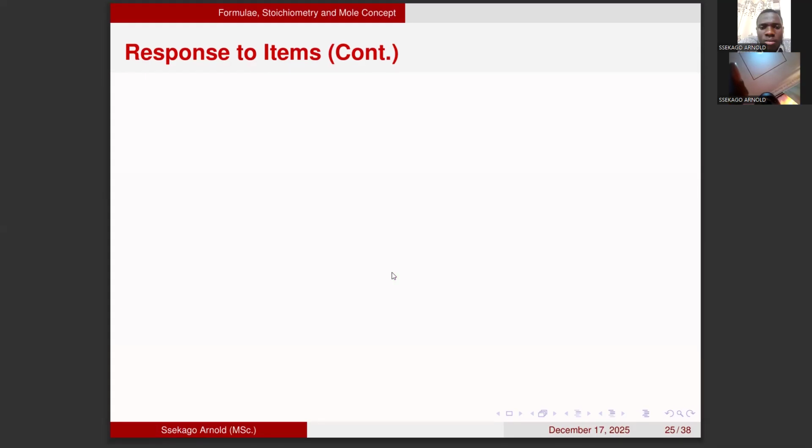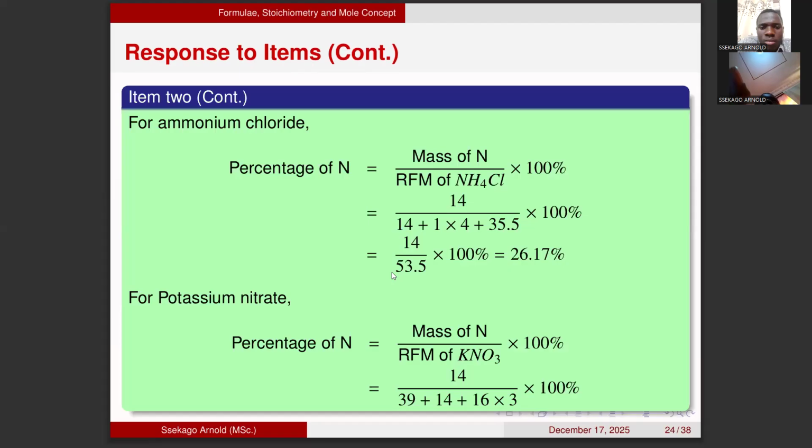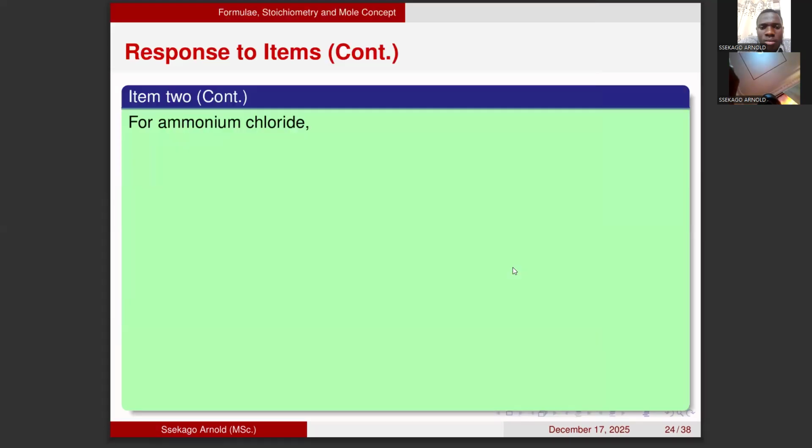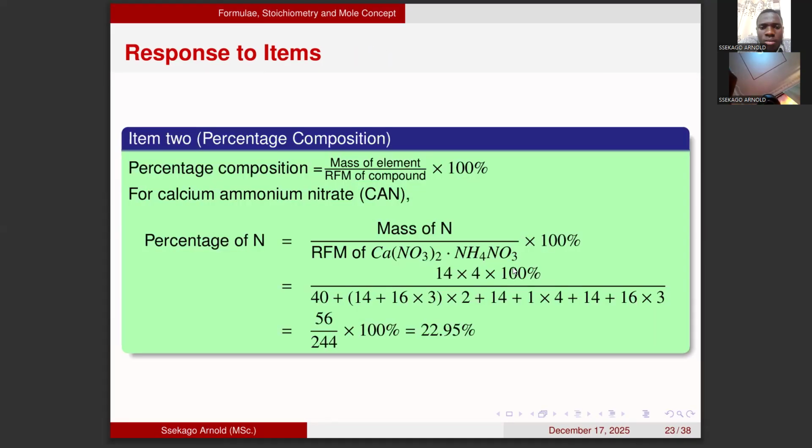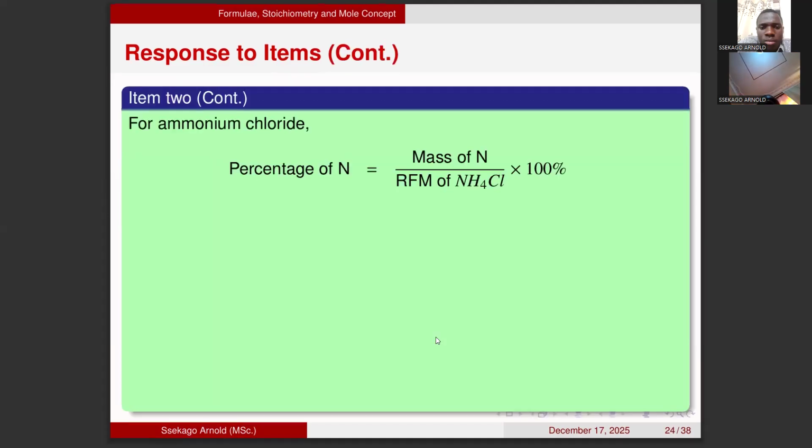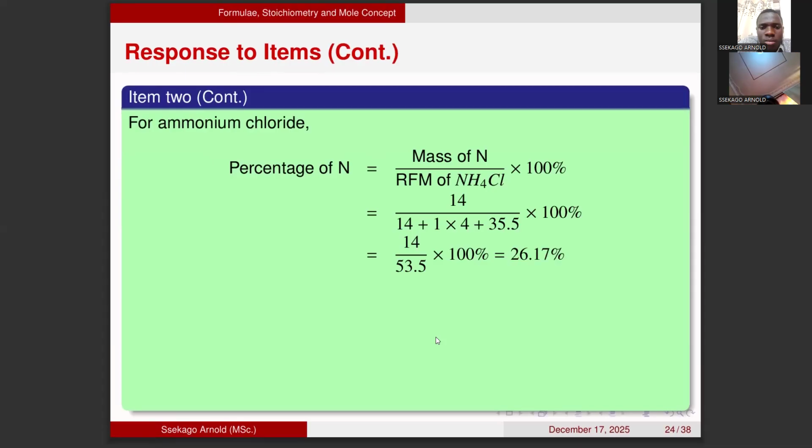Maybe I should take you back. For ammonium chloride, we obtained 26. No, ammonium chloride was not the first fertilizer. The first fertilizer was CAN, calcium ammonium nitrate. The percentage of nitrogen in CAN was 22.95%. Then for the second fertilizer, that was ammonium chloride, the percentage of nitrogen was 26.17%.